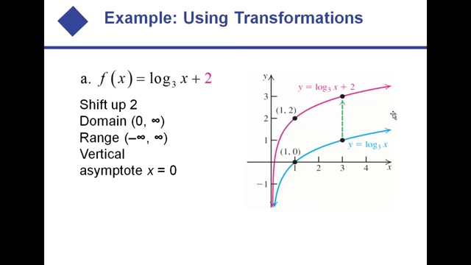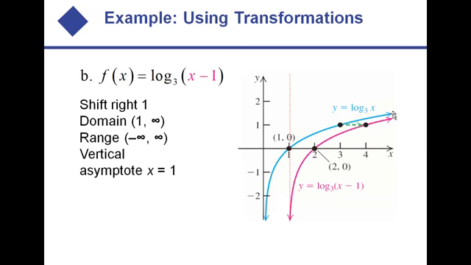Domain is still the same, range is still the same. The next one shifts to the right by 1. The domain now gets shifted to the right. So instead of the domain going from 0 to infinity, it now goes from 1 to infinity, and it now has a new vertical asymptote at x equals 1.